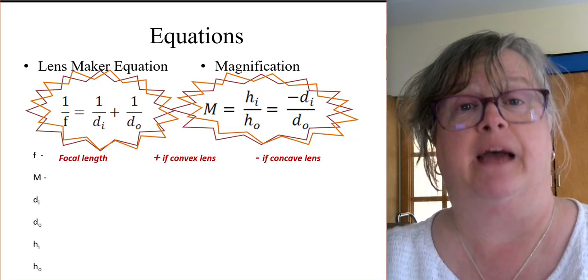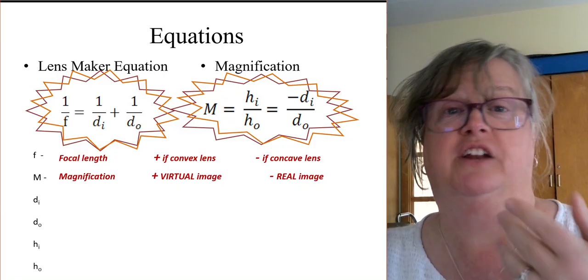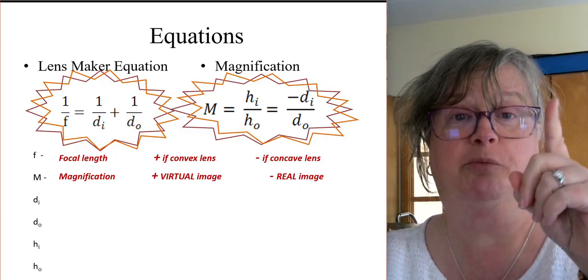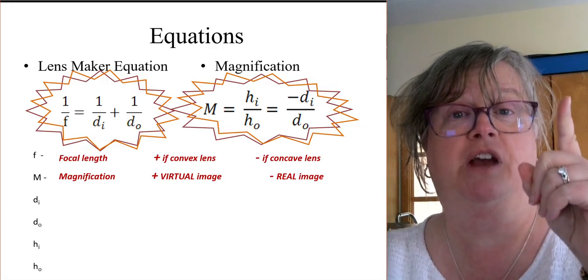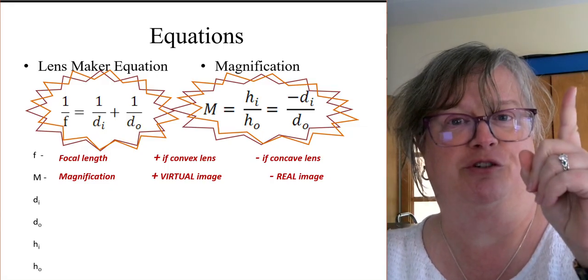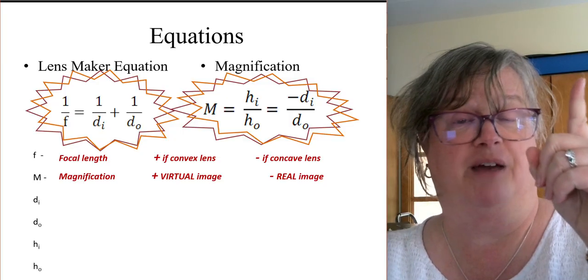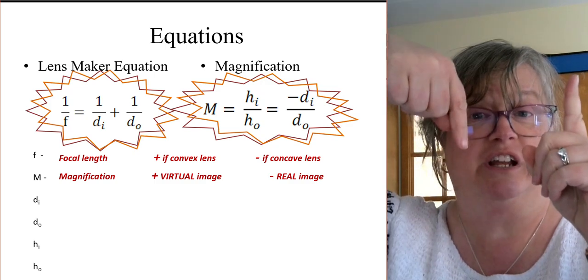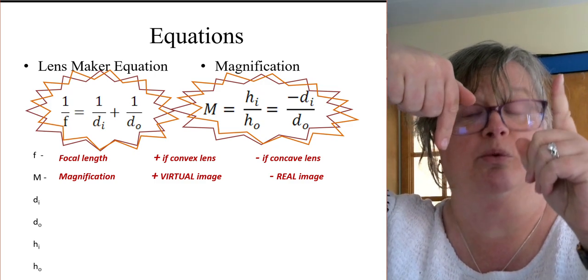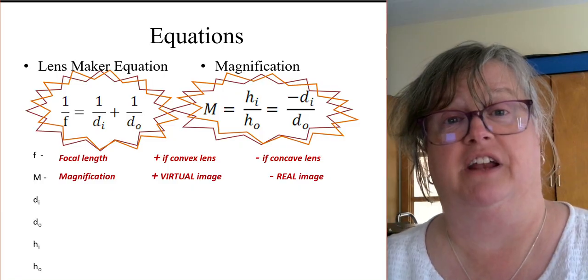lens. Capital M is still the magnification and is positive when the object is upright, or a virtual image. And you get a virtual image when you have a positive magnification. And if the object is upright and the image is inverted, you'll have a real image and a negative magnification.